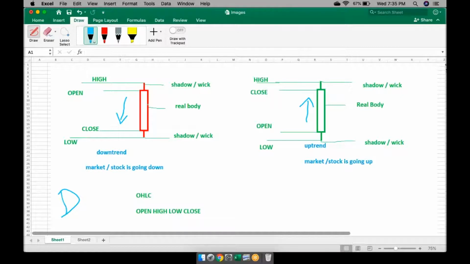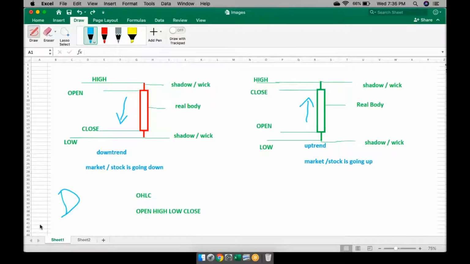Next. So now we are going to read about the anatomy, the properties of the candlestick. Just as we have two hands, two legs, one face, like that, what are the properties of the candlestick? When you see a green candle like this, it is called a Marubozu candle.